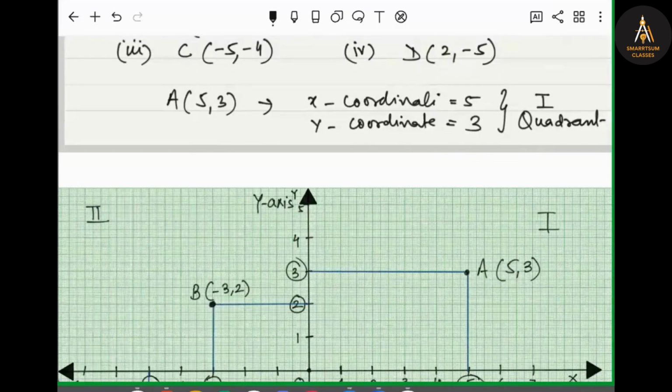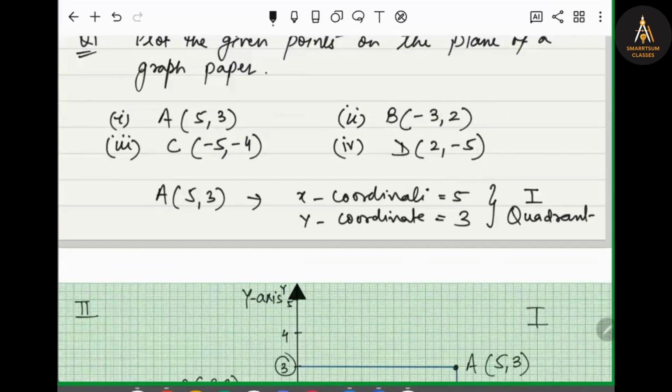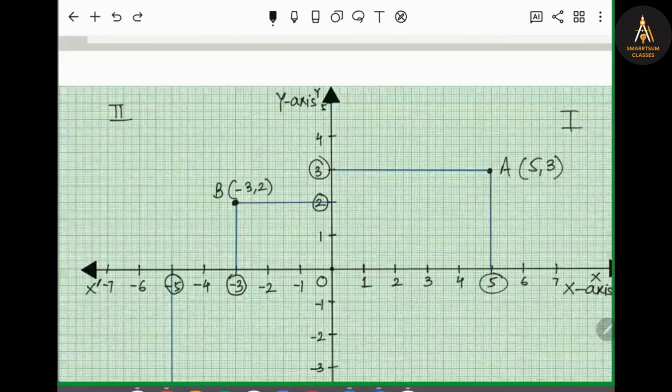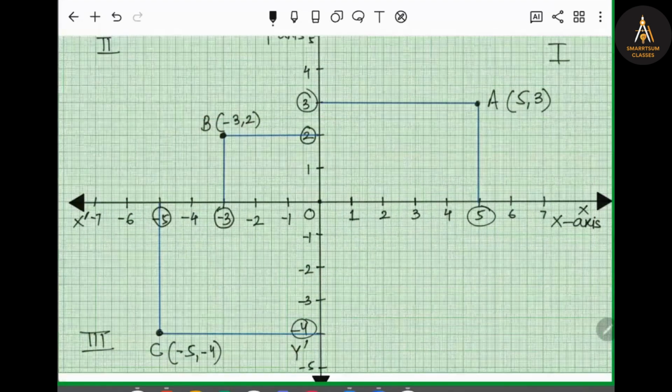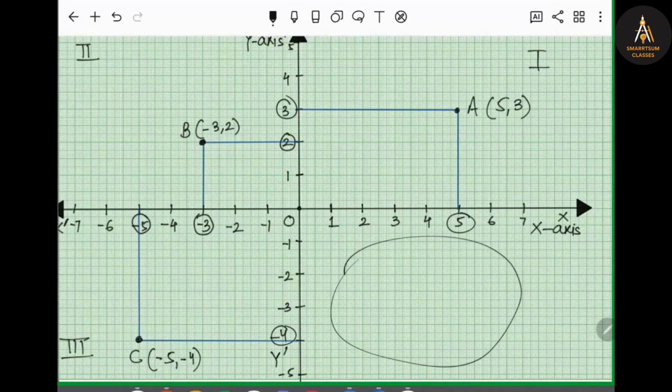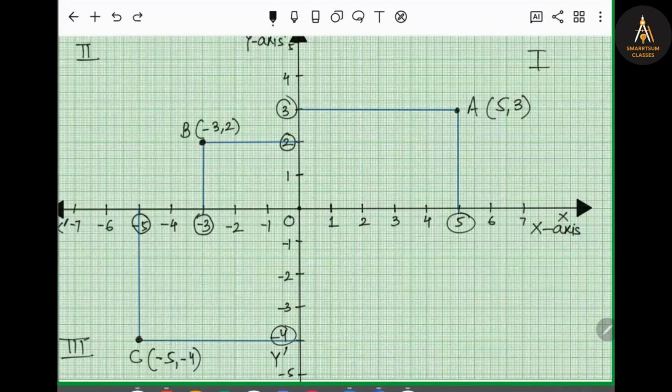Now look at the D point. These are the coordinates for D point: 2, minus 5. So X coordinate is positive, which is 2, and Y coordinate is negative, which is minus 5. So in which quadrant will this point lie? X is positive, Y is negative. So in this region, your X will be positive and Y will be negative, right? So the D point will lie in the fourth quadrant.